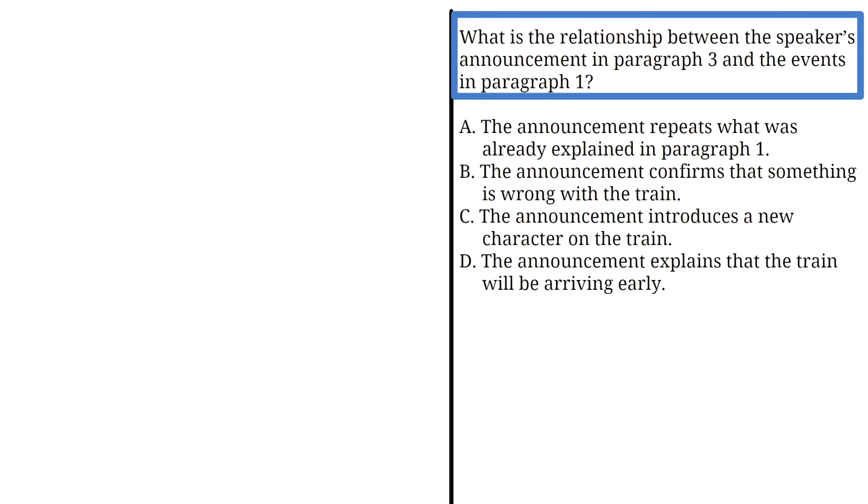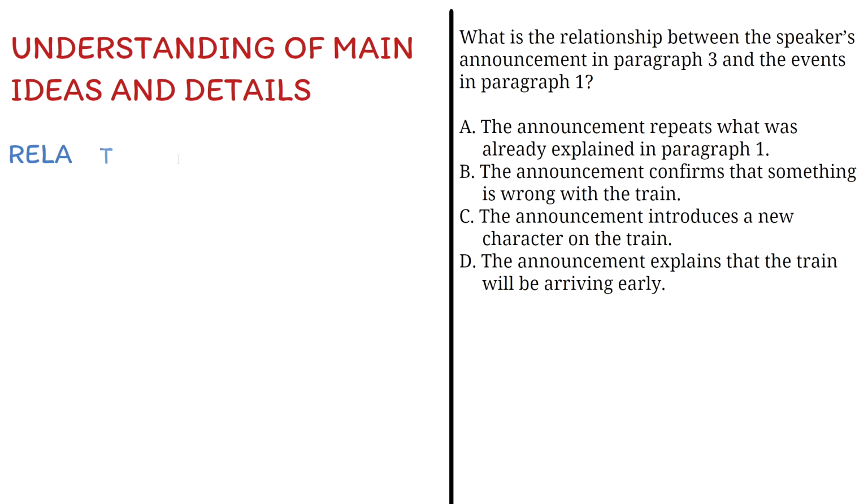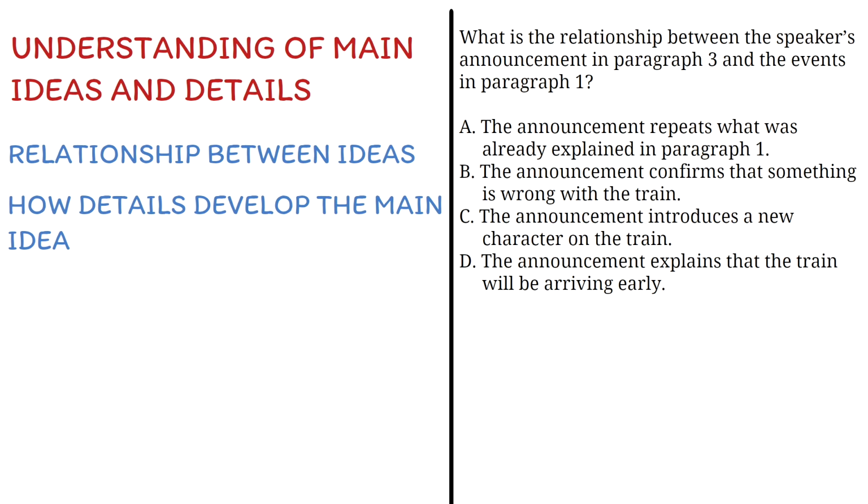This question checks your understanding of main ideas and details, a key skill to pass the GED Reasoning through Language Arts test. Here, you'll be presented with a reading passage and asked to determine the relationship between ideas and analyze how details develop the main idea. Now, let's take a look at the question.